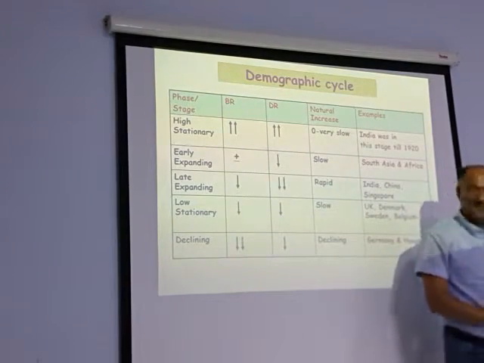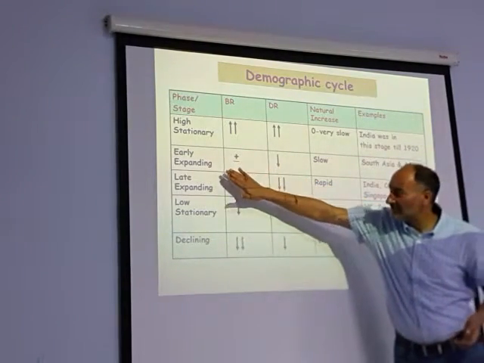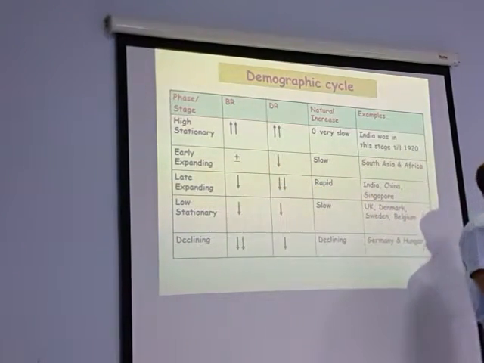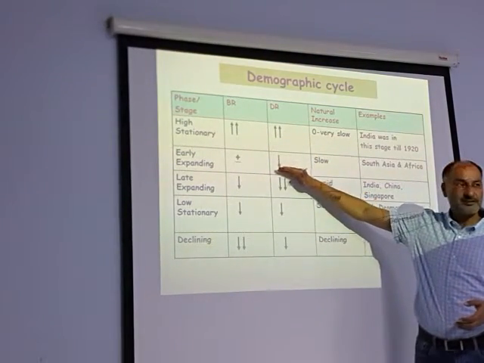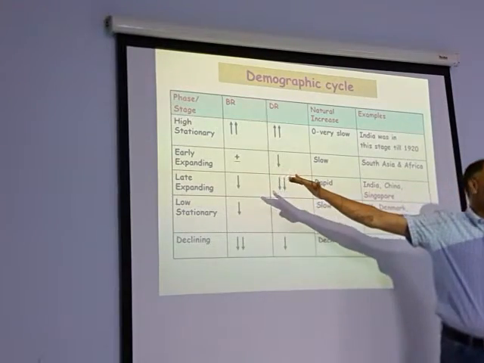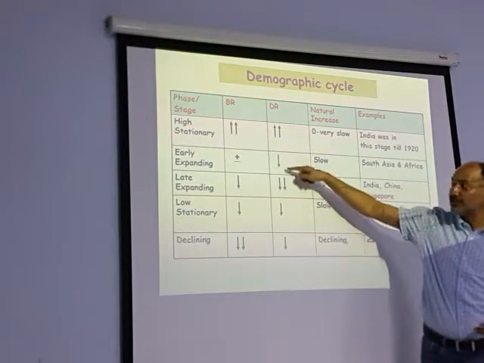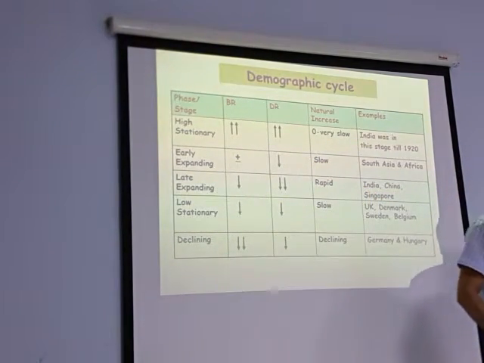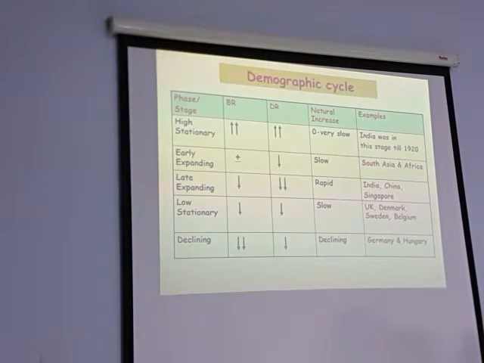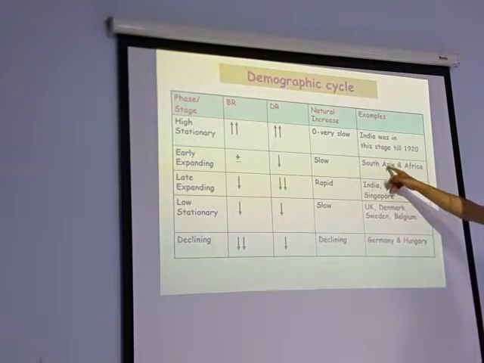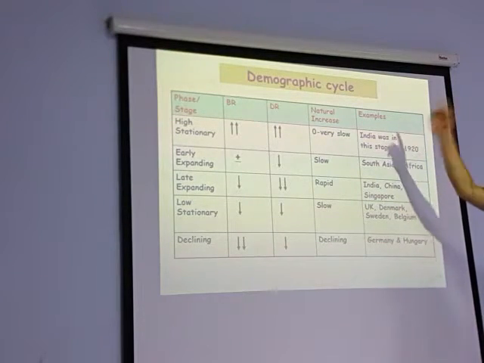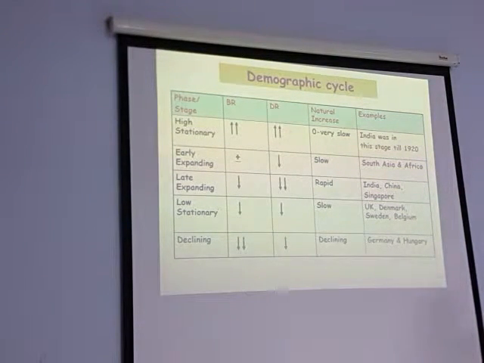Not at all. Second phase, early expanding. What happens in the early expanding? The death rate decreases, the birth rate decreases a little bit, but the death rate decreases more as compared to birth. So births are a little bit more as compared to deaths. So it will be a slow growth. The population will increase, but will increase slowly. South Asia and Africa are examples. They are in this phase.